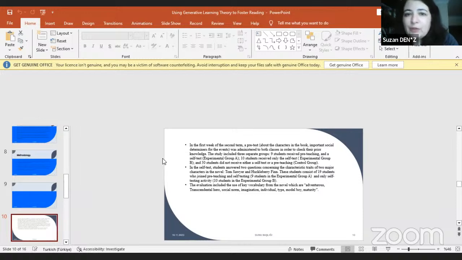So in the first week of the second term, a pre-test about the characters in the book and the important social determinants of the events was administered to both classes in order to check their prior knowledge. The study included 3 separate groups at this point.